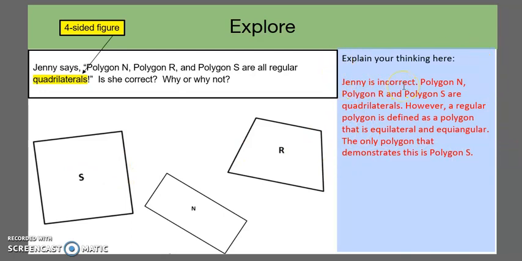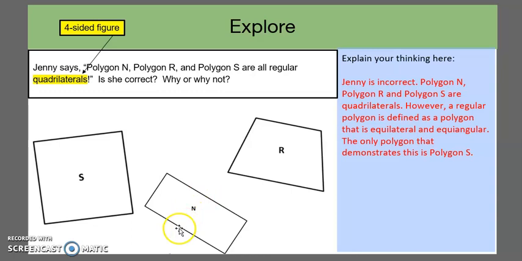Jenny is incorrect. Polygon N, polygon R, and polygon S are quadrilaterals. However, a regular polygon is defined as a polygon that is equilateral and equiangular. The only polygon that demonstrates this is polygon S. If we look back at the question, we see that we have 3 quadrilaterals, and S is the only one that is a regular quadrilateral, which means that all the sides are the same. Polygon N and polygon R do not meet that criteria, and therefore they're not regular quadrilaterals.